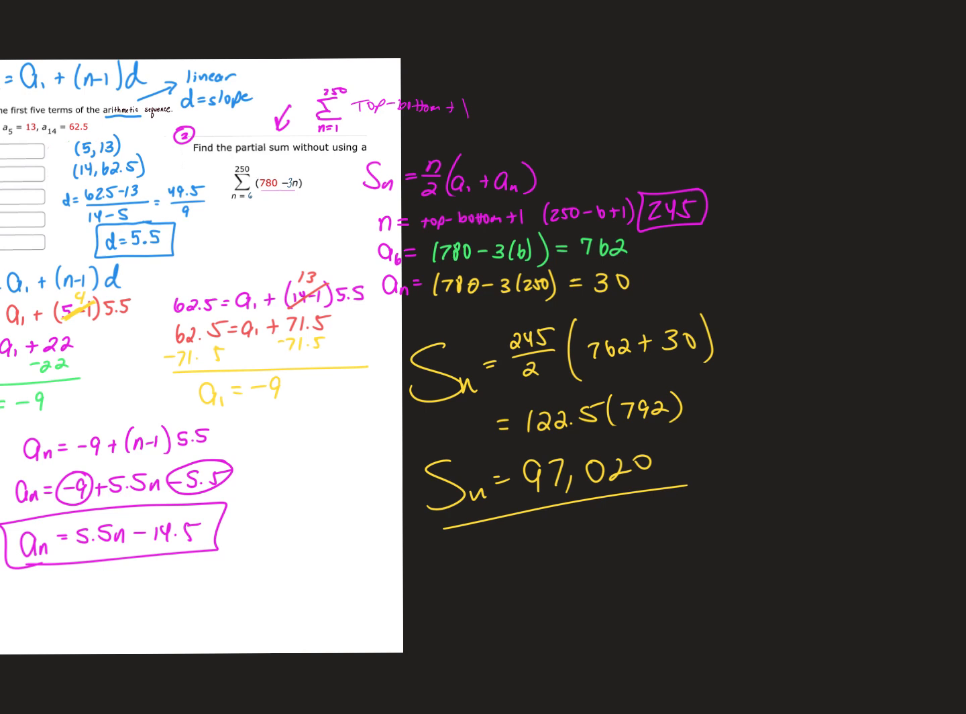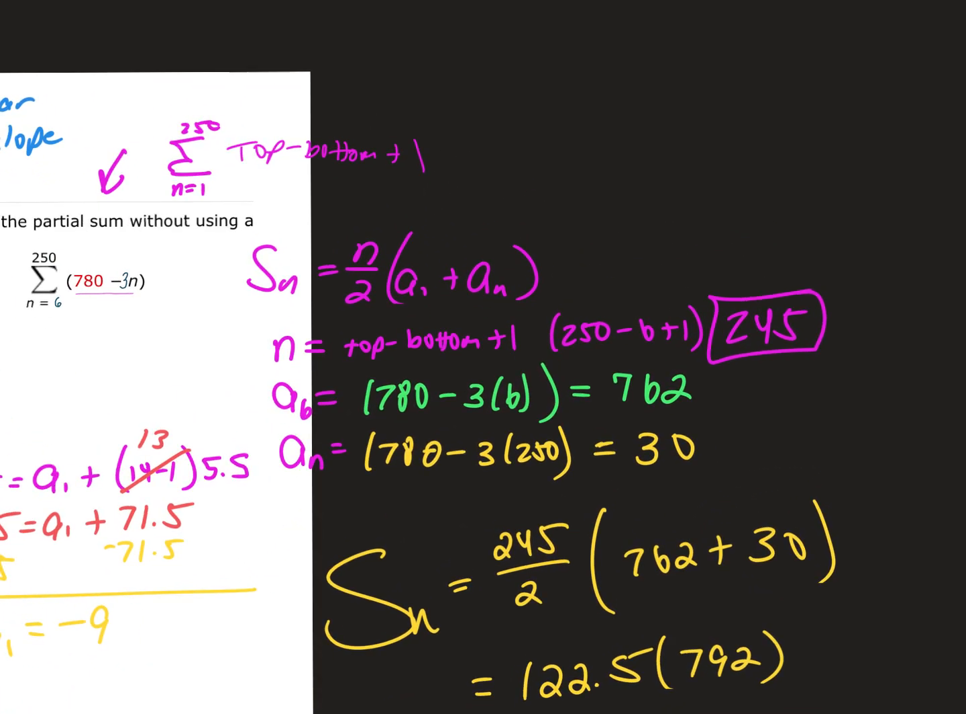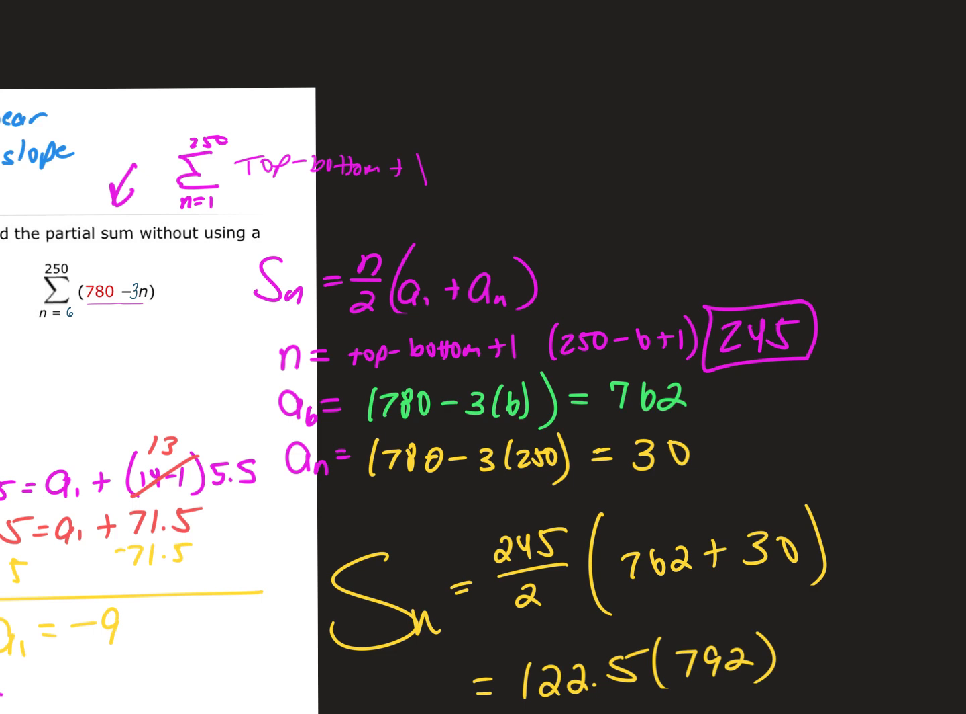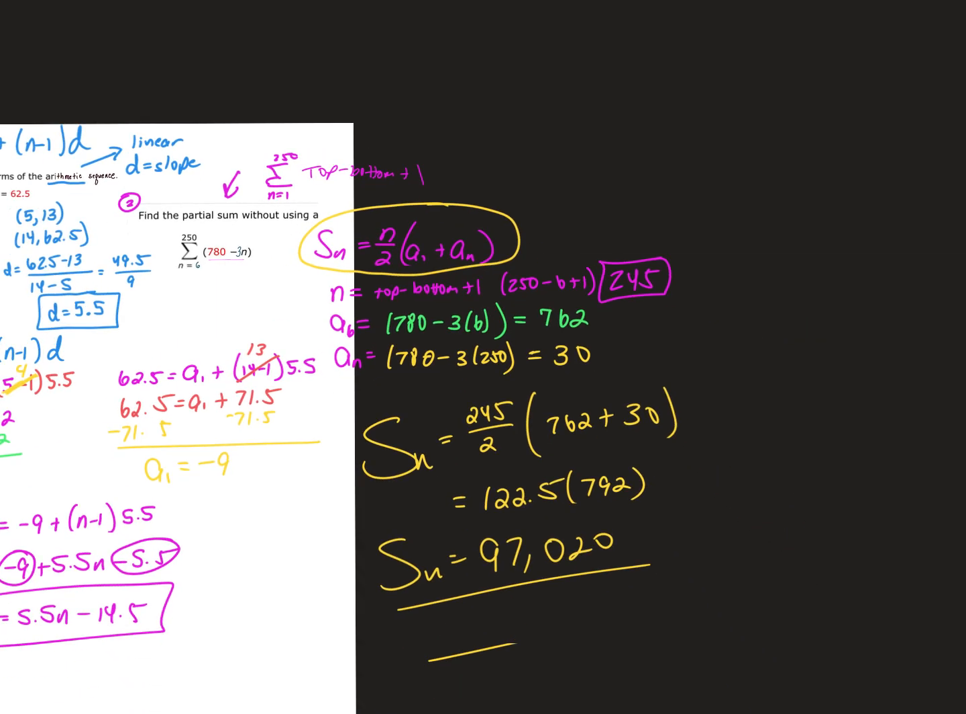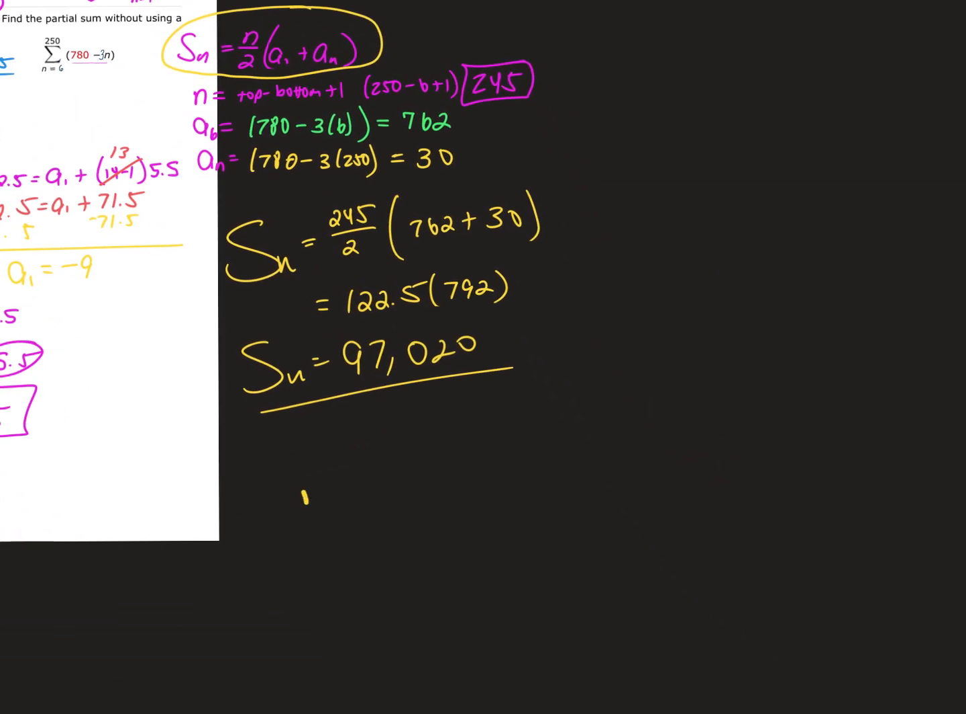Now, you would get the same thing if you plugged in 6, then 7, then 8, then 9, then 10, all the way to 250 and added them all together. Yes, sir? Sure. But that only works, guys, if you get this information correct. Remember, if you are given that sigma notation and it says to find the partial sum, this is the formula they want you to use, but you have to get the correct first term, the correct last term, and the correct number of terms. So it's top minus bottom plus 1. Comprende?